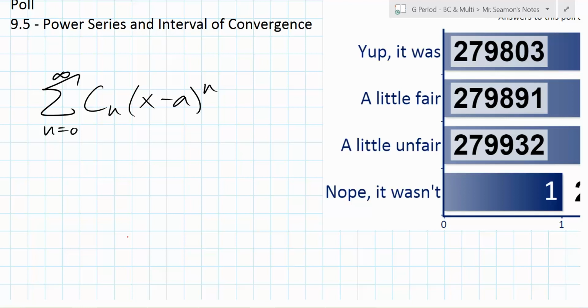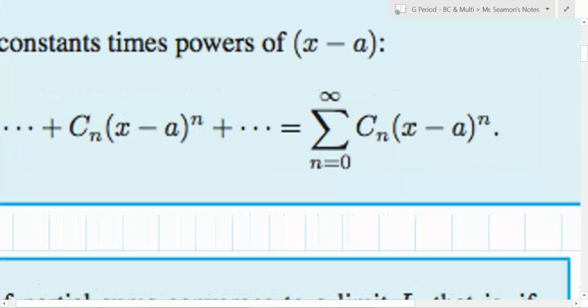When you run the ratio test on this, you're going to get an output that contains x. And then you're going to figure out what you need to do to x to get something that's actually useful. Does that kind of match what we looked at before? Here's that general form right there.